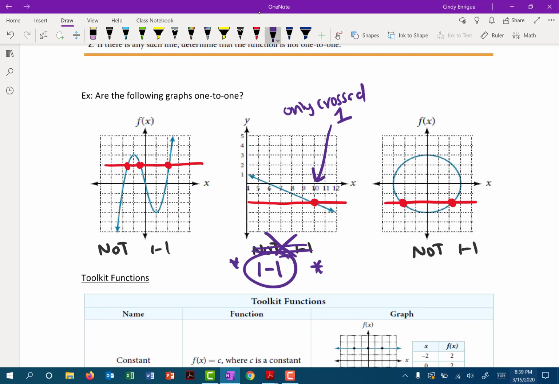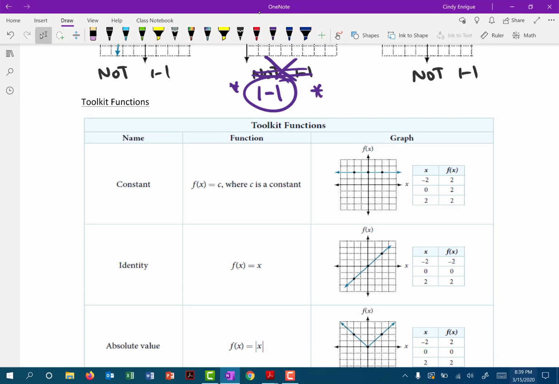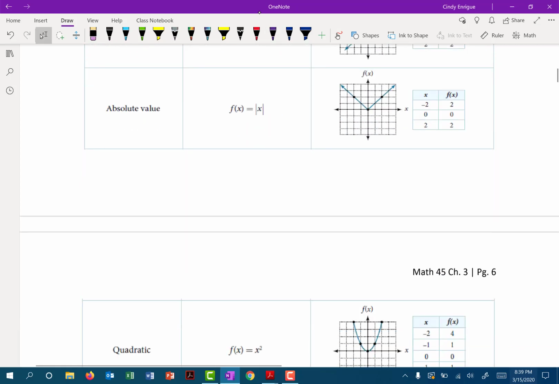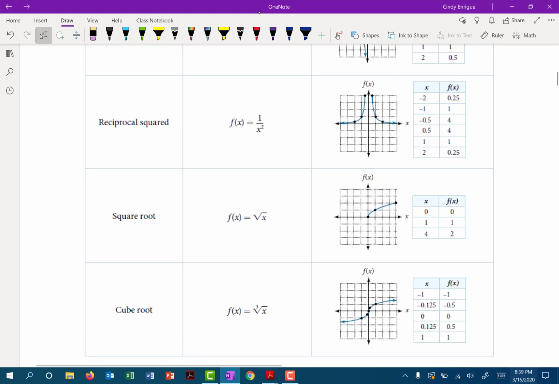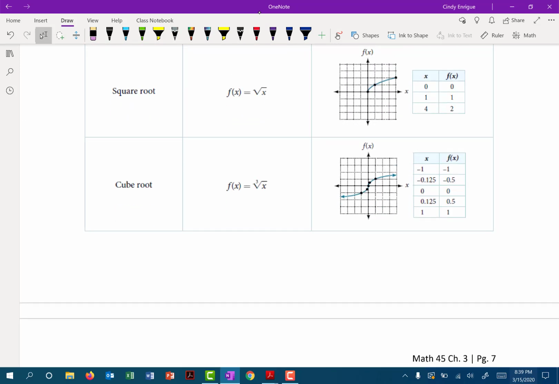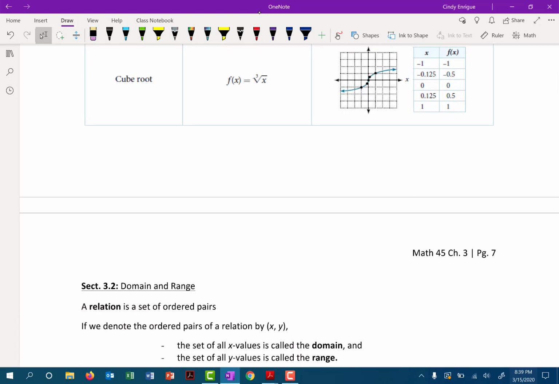Alright, down below we just have some common graphs for your reference, and we're going to be referring to those later on. And that is going to be the end for section 3.1. I will start 3.2 in just a minute.